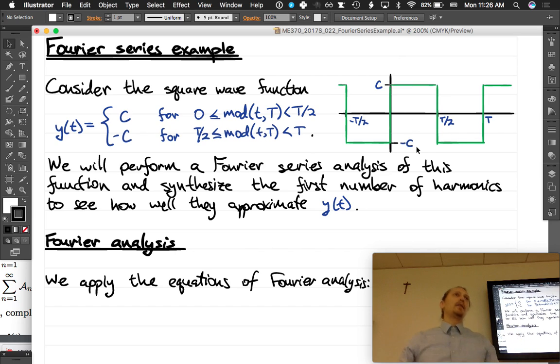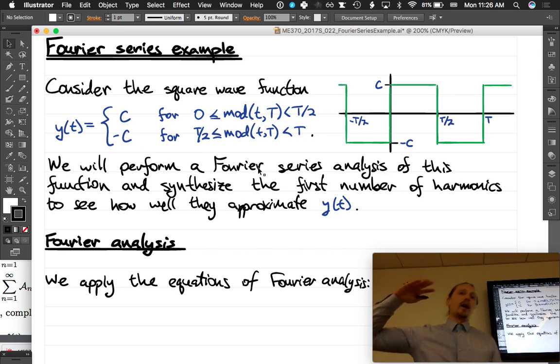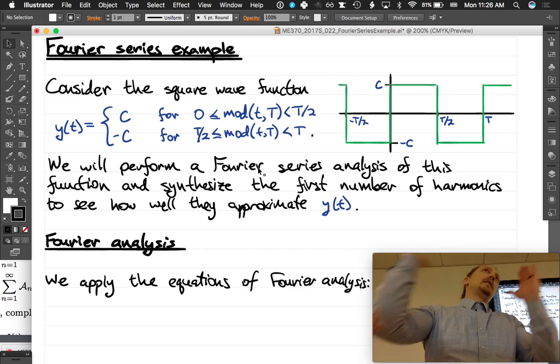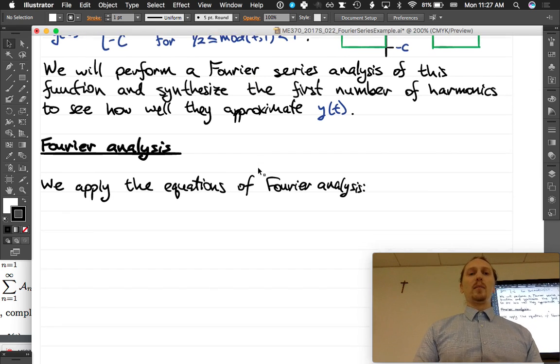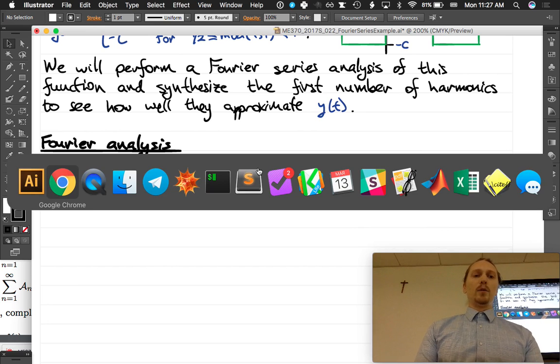We've seen square waves. In mechatronics, we did some square waves, right? If you want to write it mathematically, we would say that it's positive c for time from 0 to T over 2, and negative c for T over 2 to T, where I'm using the mod function, which essentially divides whatever the time value is down into the period that it's in. So it's like the remainder function.